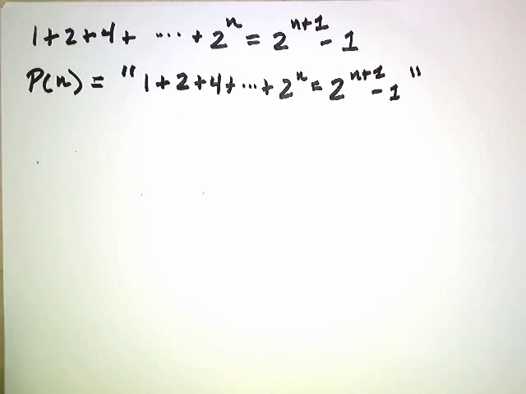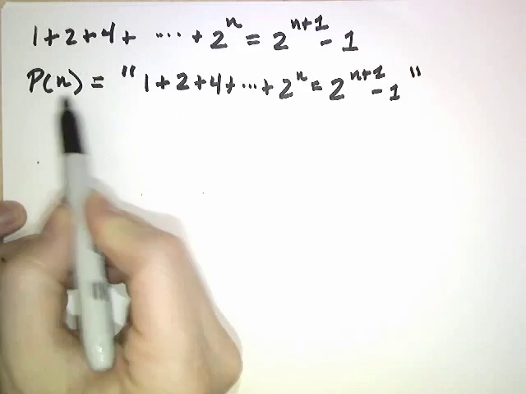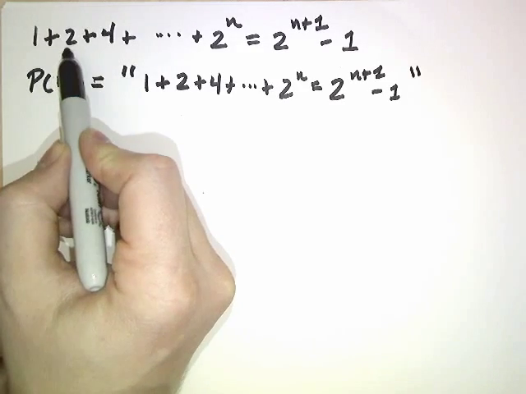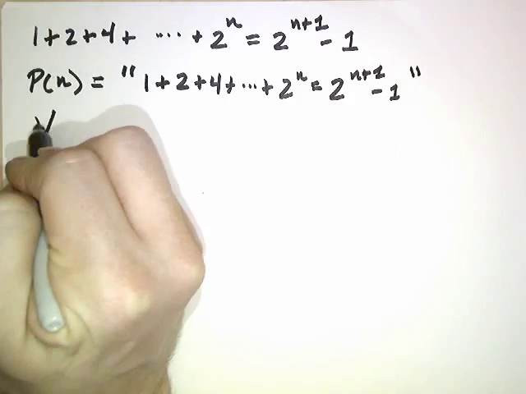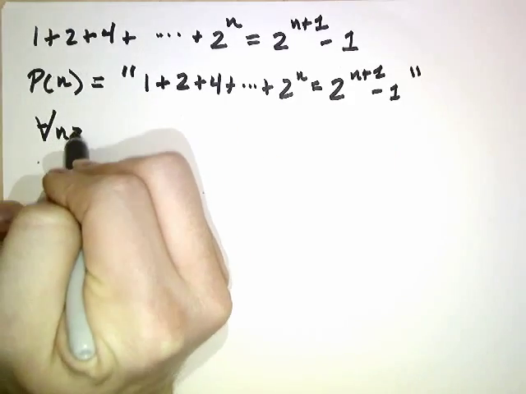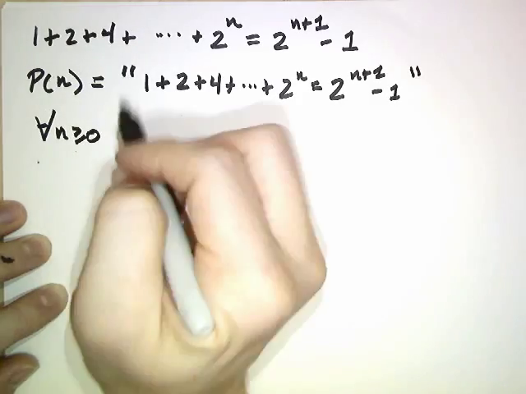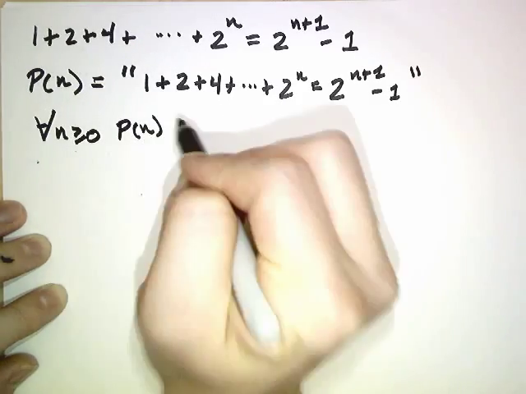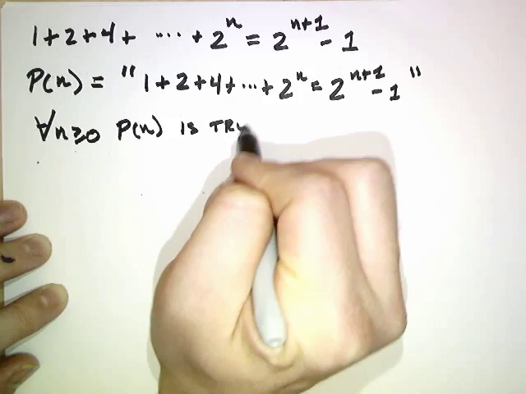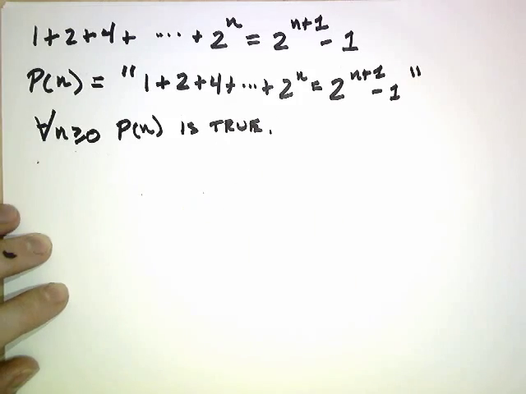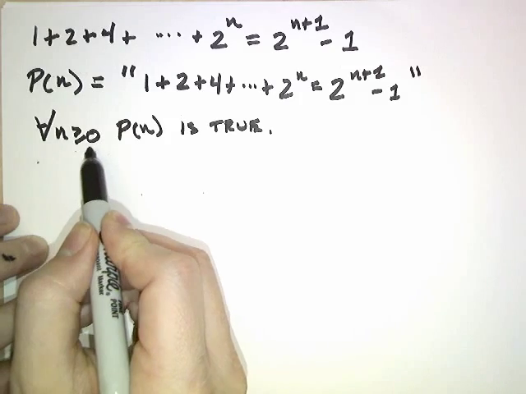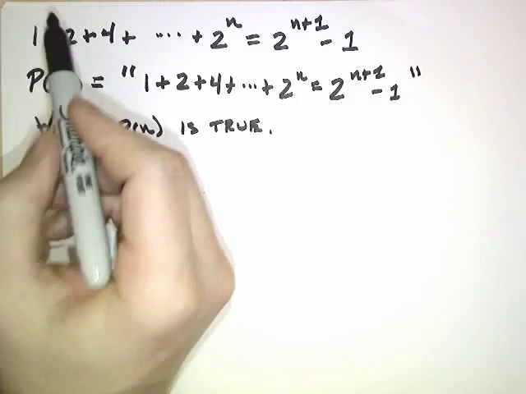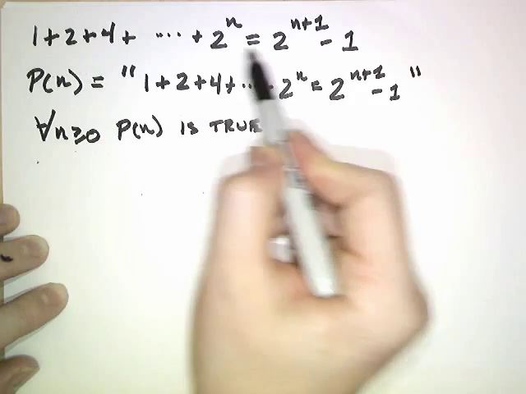We'll see some more interesting cases in the future where the predicate that we write down isn't exactly what we want to prove, but in this case, what we'd like to prove is that for all n greater than or equal to 0, P(n) is true. If we can prove that, then we'll have proved that for every n this identity holds.